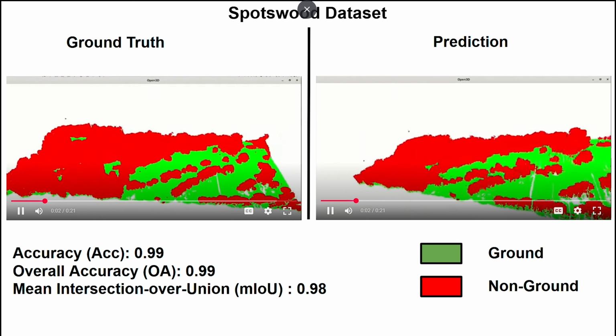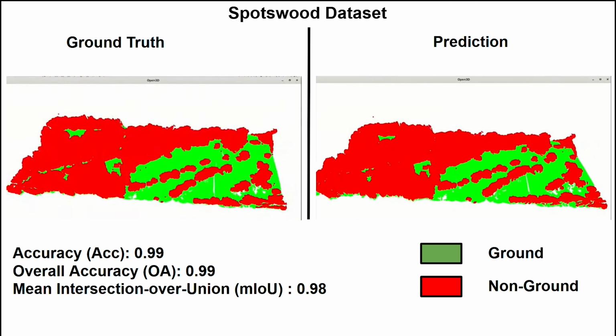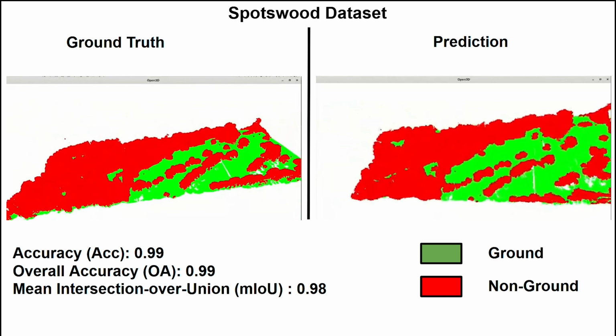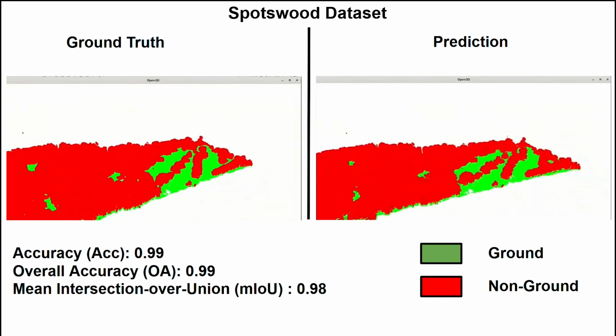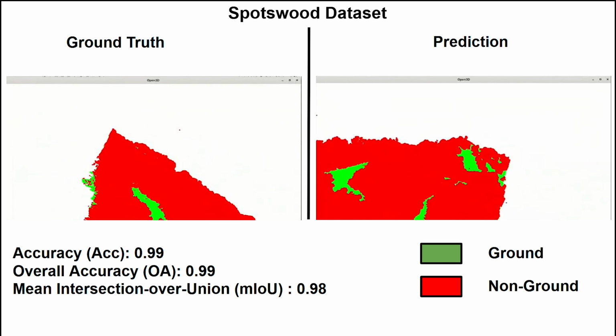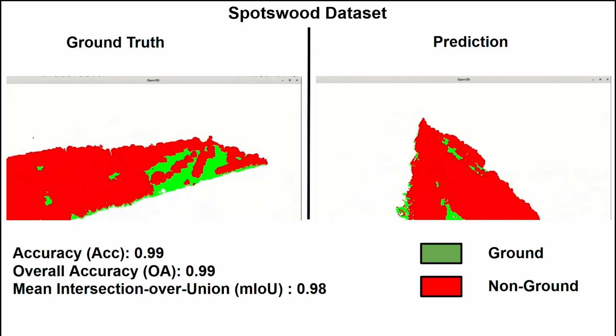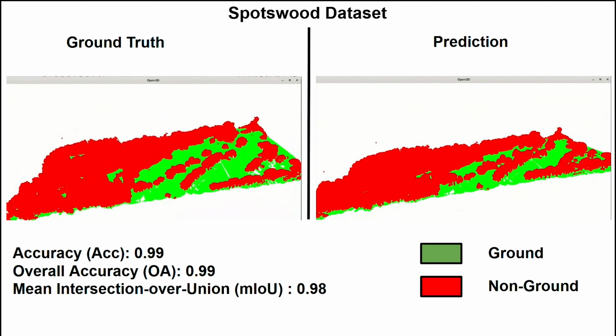Here are the results of our model on the SemanticKITTI dataset. On the left side, you will see the ground truth, and on the right side, you will see the segmentation output of our model. Our model achieves over 98% accuracy and processes up to 226K points per second in real time. This makes our architecture well suited for large-scale civil engineering applications where accuracy and speed are both critical.